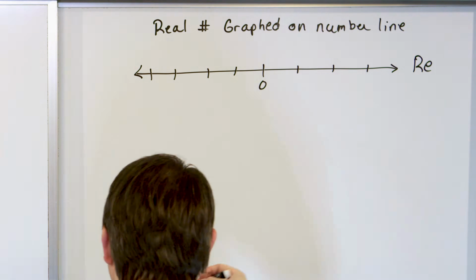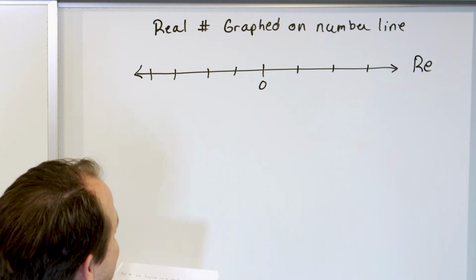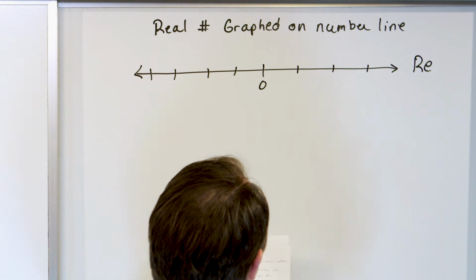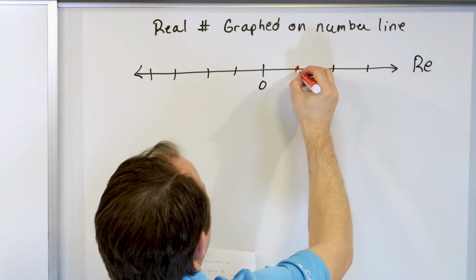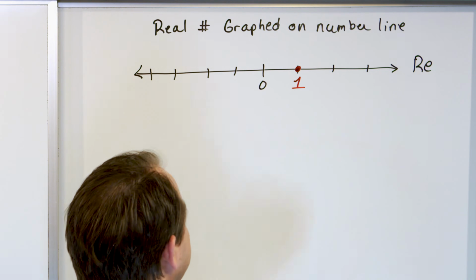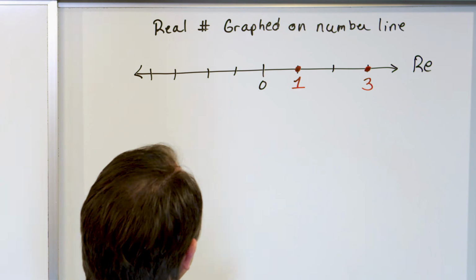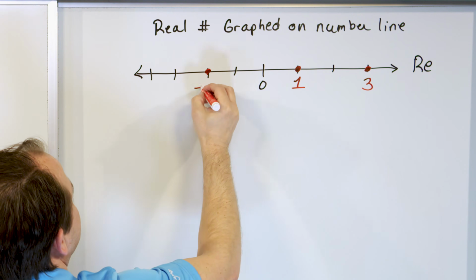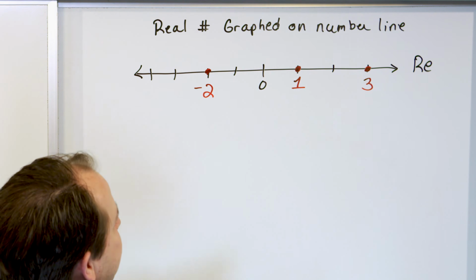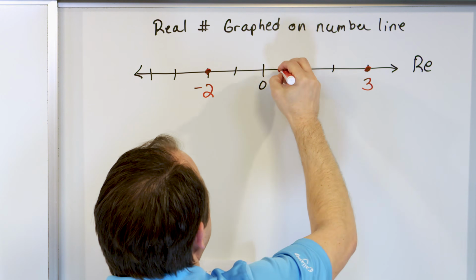This is numbers that we've been dealing with all of our life. But the point is you can graph numbers on the number line. Any real number can be graphed on the number line. So for instance, the number 1, we can just put it right there and say it lives right there in the number line. The number 3 is a real number. We can just say it lives right there. The number -2 exists right there. Of course, the number 0 is on the number line. And then, of course, all the fractions and everything else can live there, too.